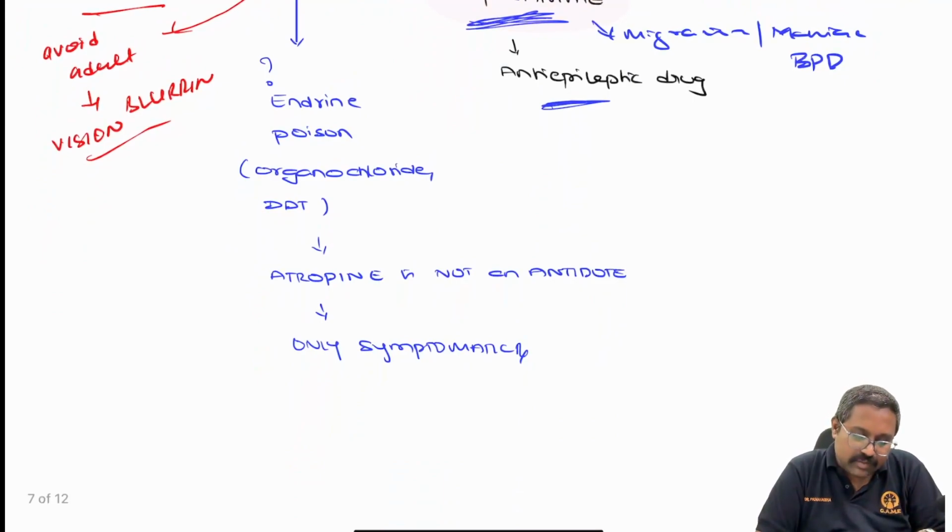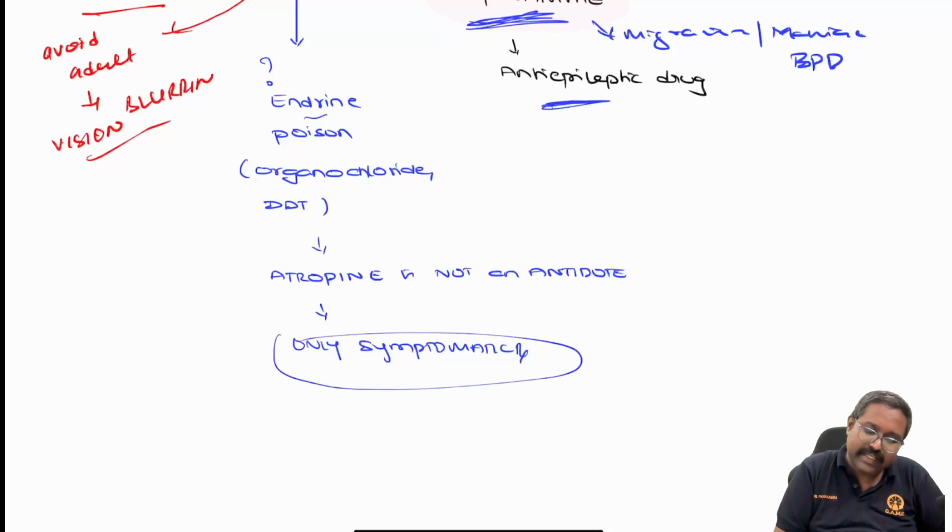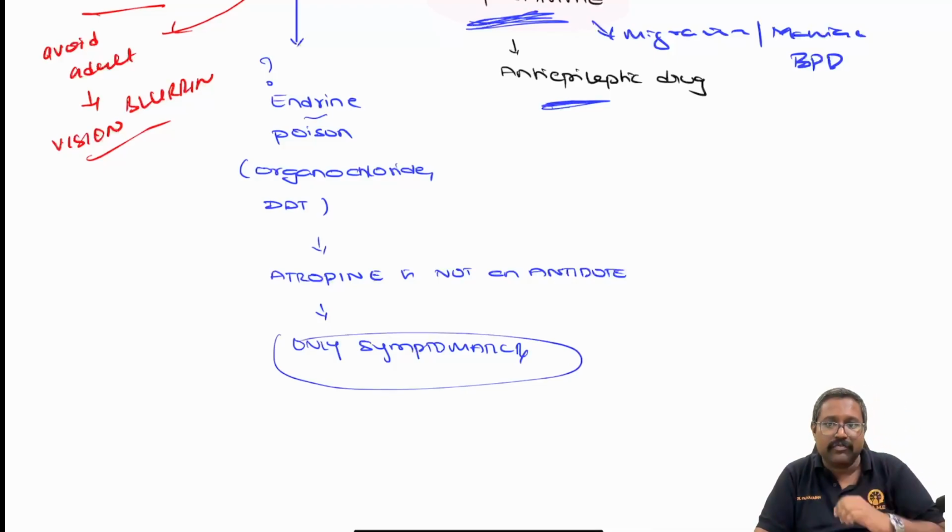There's one more poison, that is endrin poisoning, the DDT. In case of endrin poisoning, you need to treat it symptomatically. So atropine will not be the antidote for endrin poisoning.